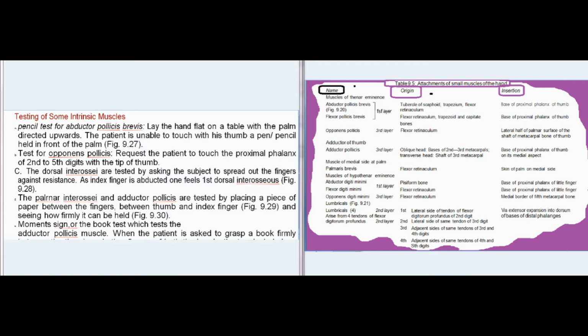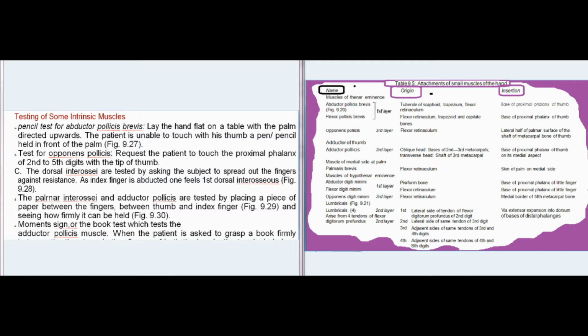Request the patient to touch the proximal phalanx of second to fifth digits with the tip of thumb. The dorsal interossei are tested by asking the subject to spread out the fingers against resistance. As the index finger is abducted, one feels the first dorsal interosseous, Fig 9.28.